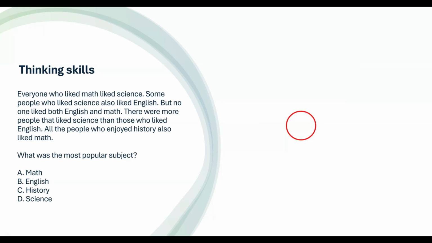So that suggests that this is math here. Okay, now this is going to be the subset of science. So we have science here. So the first statement gives you that picture. So math is a subset of science. Now, some people who like science also like English, only some, but no one likes both English and math. So there's no overlap between English and math. So yeah, we know how to draw it now.